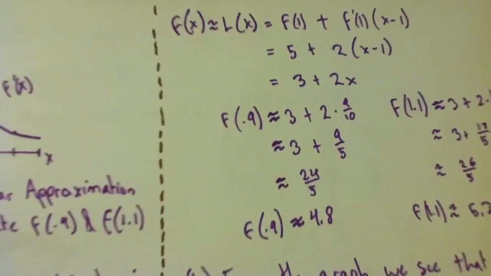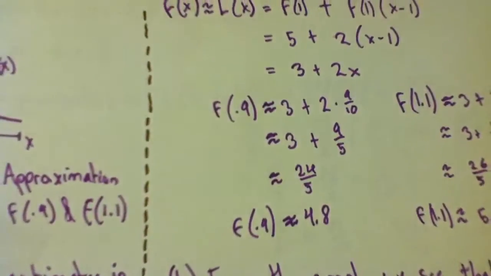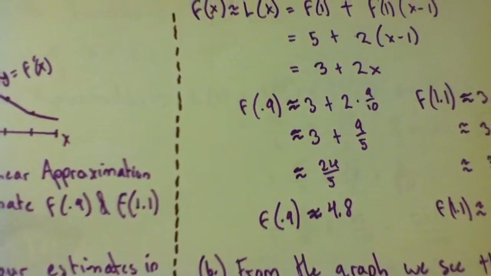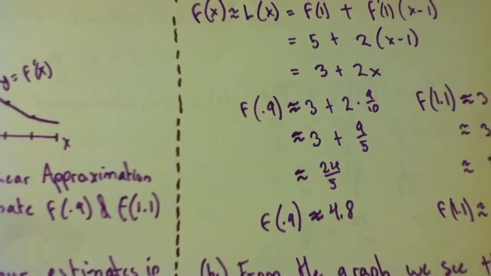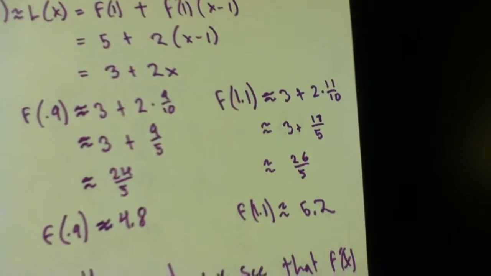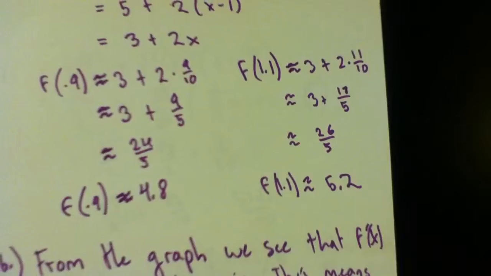So what does this mean? It means you can now plug in 0.9 and 1.1 and set it equal to 3 plus 2x. So f of 0.9 about equals 3 plus 2 times 9/10, which ends up about equaling 4.8. Now f of 1.1 about equals 3 plus 2 times 11/10, which about equals 5.2.